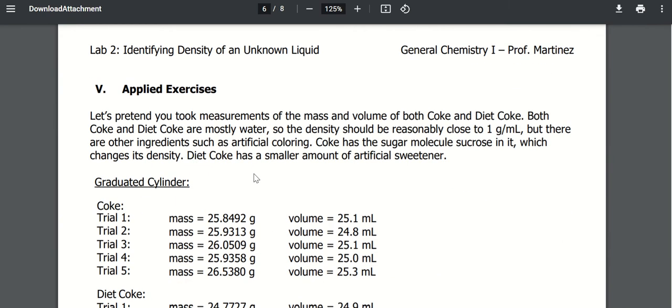Now we're at the second portion, which is your applied exercises. Here we're dealing with Coke and Diet Coke, and we are looking at the densities. Coke and Diet Coke are mostly water, right? So obviously you're going to think the density is close to 1 for both of them, but they may be different. Coke has sugar or high fructose corn syrup. That's a whole other story. But Coke has sugar, and Diet Coke has artificial sweetener. So they have different things in them, and we know the densities may be affected a little bit by that.